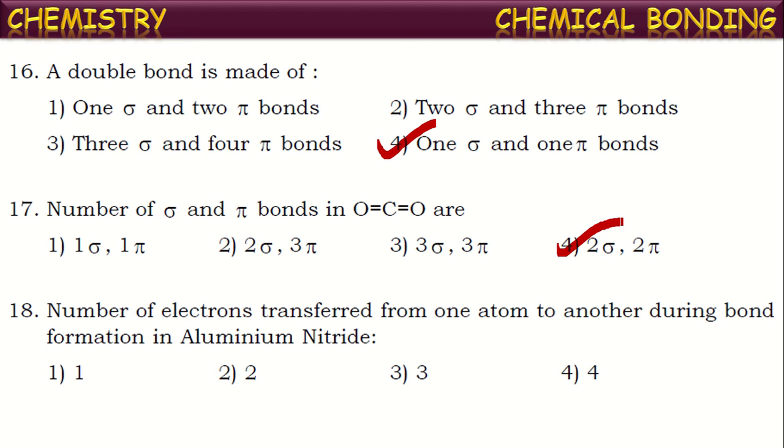So when these two atoms combine, aluminum loses 3 electrons. At the same time, nitrogen gains 3 electrons. Thus they form aluminum nitride. So how many electrons are transferred between aluminum and nitrogen here? 3 electrons.